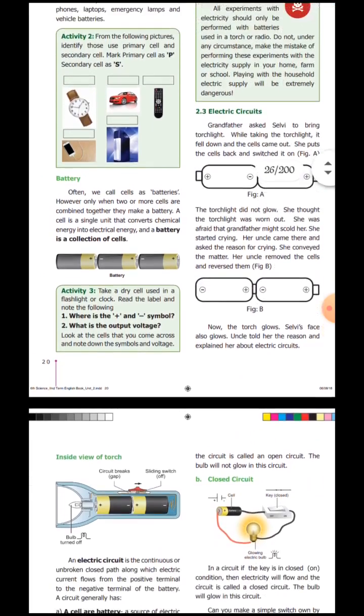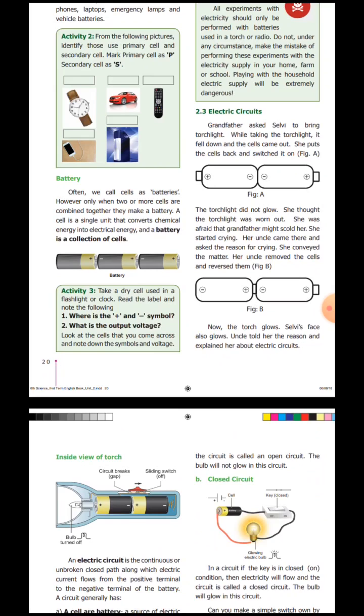Next, see down, battery. Everyone has seen it in your home, no? Battery. Yes. Often we call cells batteries. However, only when two or more cells are combined together do they make a battery. A cell is a single unit that converts chemical energy into electrical energy, and a battery is a collection of cells. So here, a battery means a number of cells connected in series. Yes, when two or more cells are combined together, they make a battery.